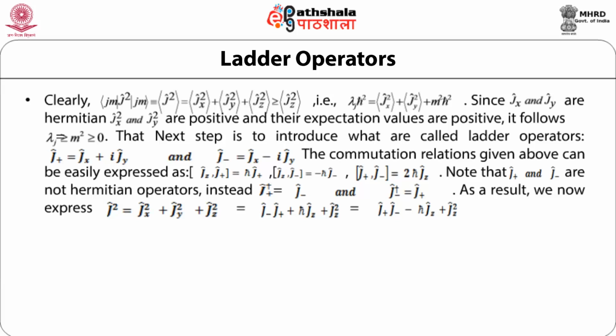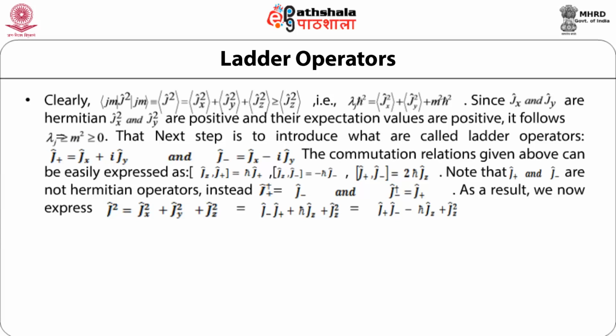Now the next step is to introduce what are called the ladder operators. So let us now define two operators: J_+ is equal to J_x plus iota times J_y, and J_- is equal to J_x minus iota times J_y.